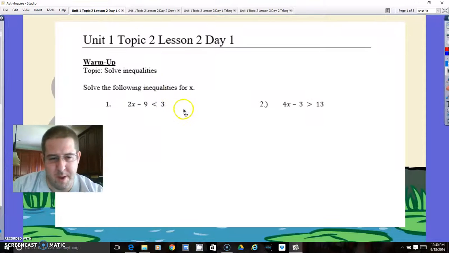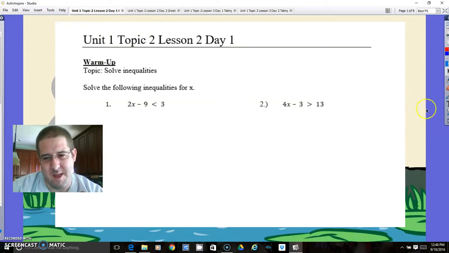All right, so here's more about inequalities. Day 2, actually no, lesson 2 of topic 1. Oh my goodness, I messed that up. So unit 1, topic 2, lesson 2, day 1. So this is a 2-day lesson.